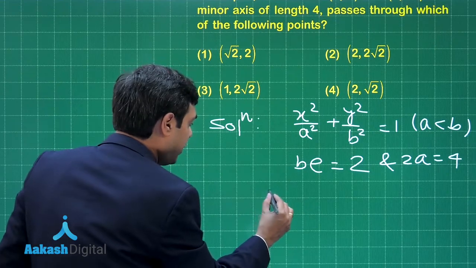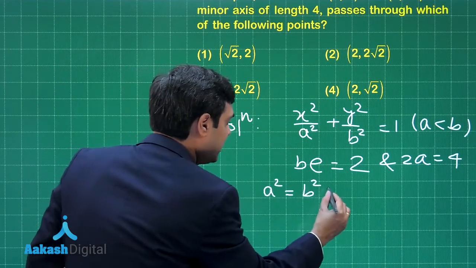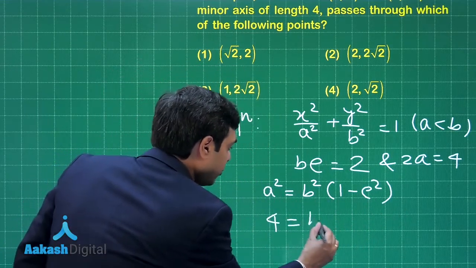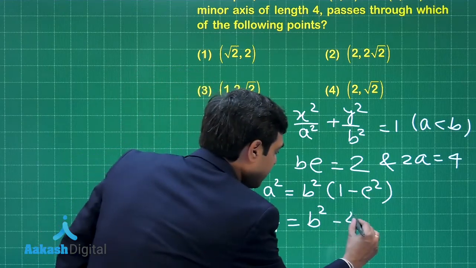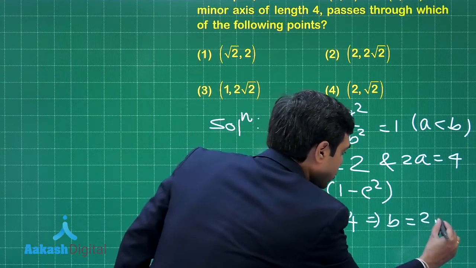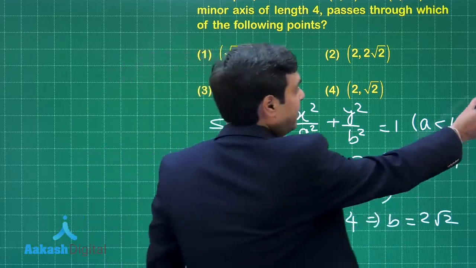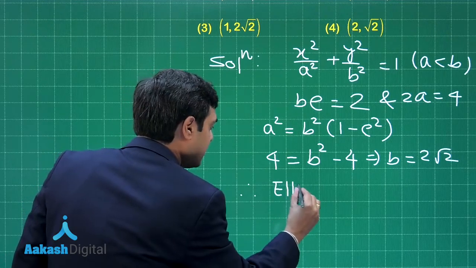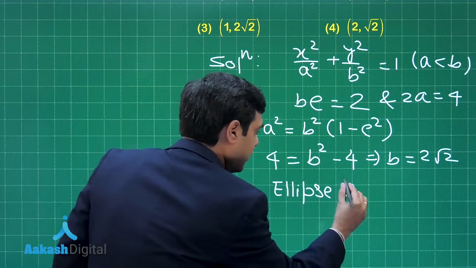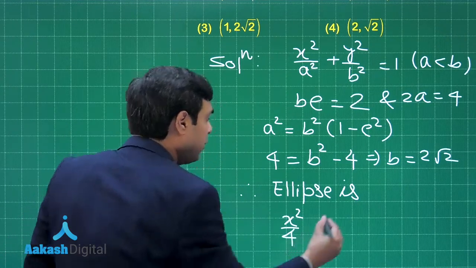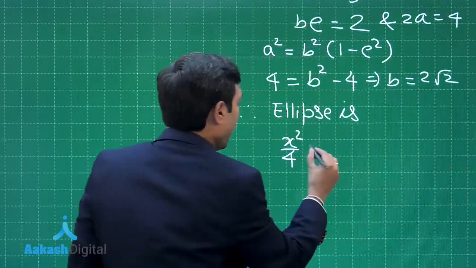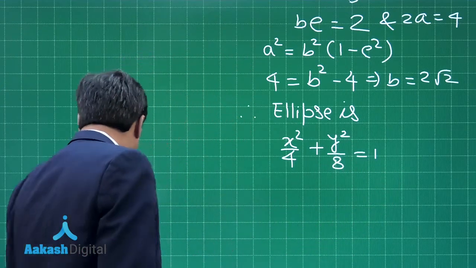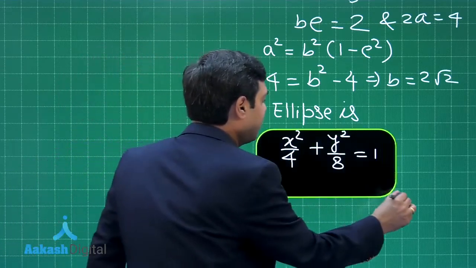So from here we already know that a² is equal to b²(1 − e²). Substitute the values, 4 is equal to b² − 4, or b equals 2√2. That's clear. So we get the equation of the ellipse. Therefore, the ellipse is x²/4 + y²/8 = 1. So this is the required equation of the ellipse for this question.